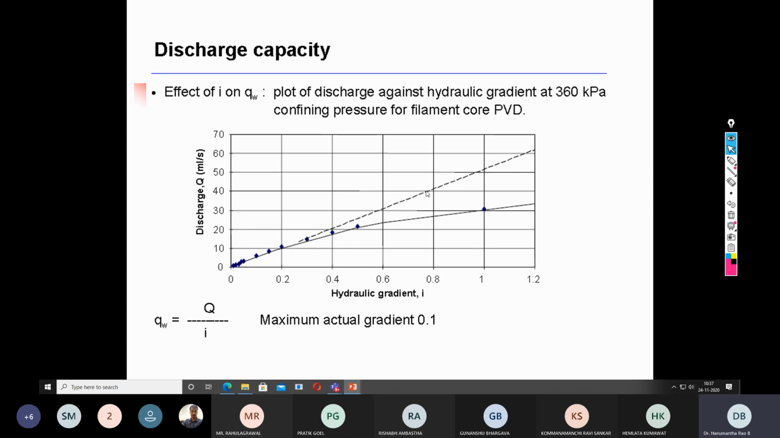This is a simple graph which gives some understanding about how to calculate the discharge capacity. This is discharge Q versus different hydraulic gradients. The slope is nothing but Qw, maximum, the actual gradient. Based on this graph, we can decide what should be the minimum hydraulic gradient that can be maintained.